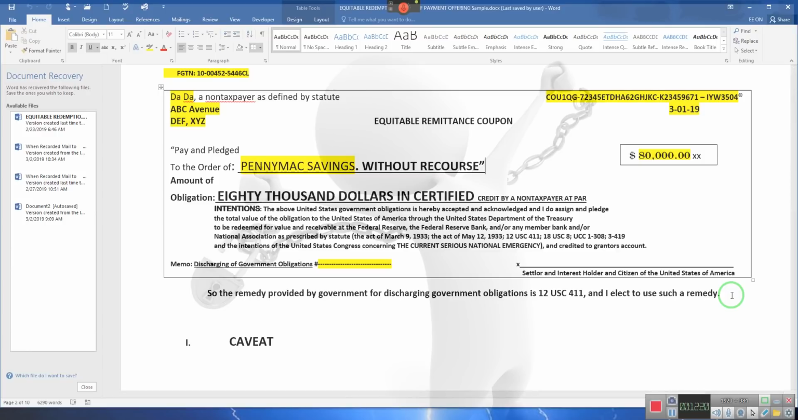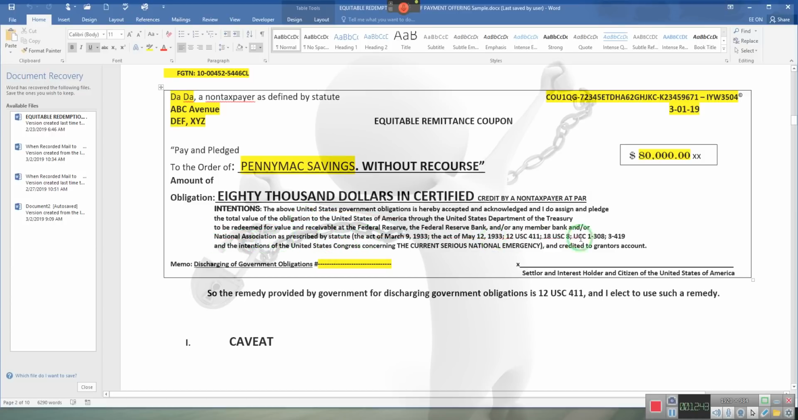So what did we do? Well, pay attention. The above United States obligation is hereby accepted and acknowledged, and I do assign and pledge the total value of the obligation to the United States of America through the United States Department of the Treasury to be redeemed for value and receivable at the Federal Reserve, the Federal Reserve Bank, and or any member and or national association as prescribed by statute.